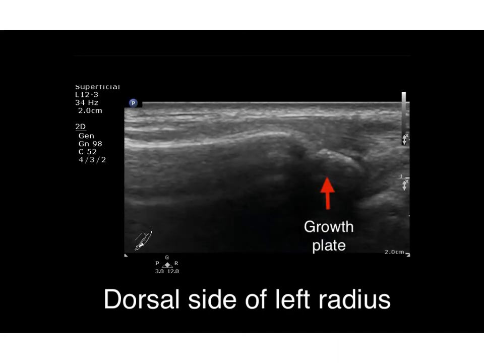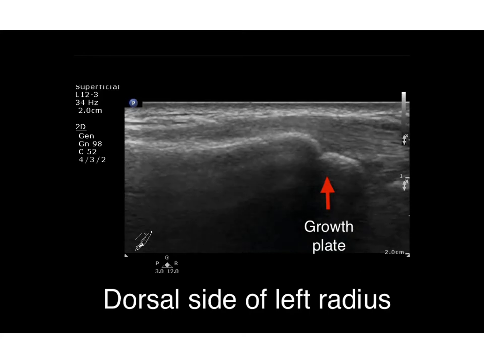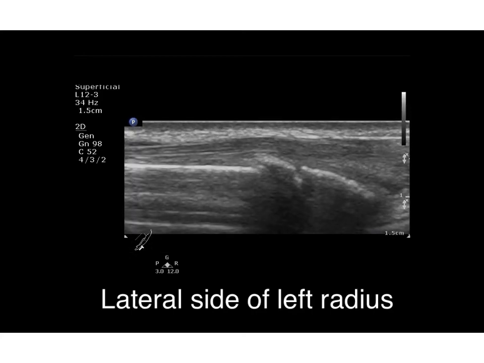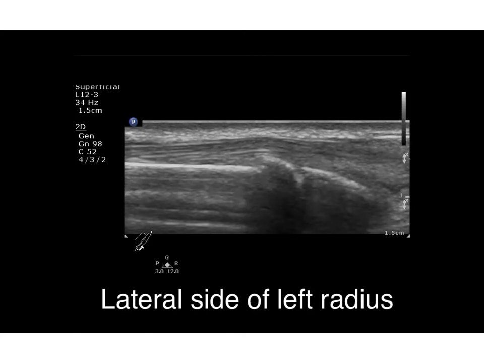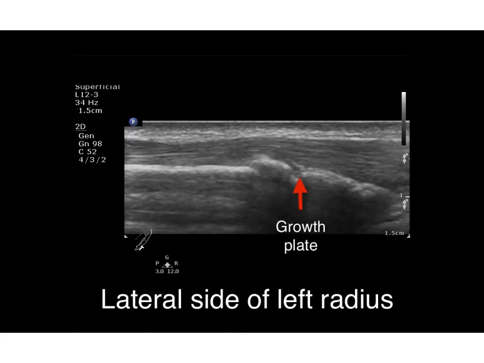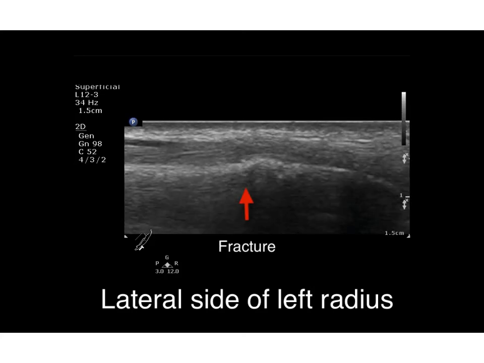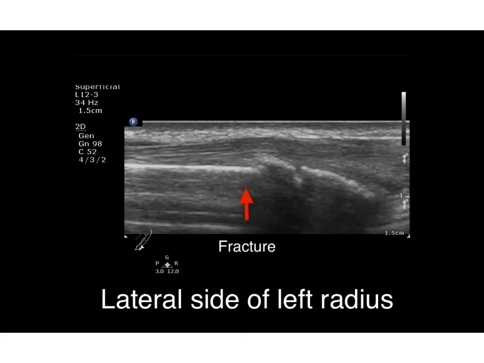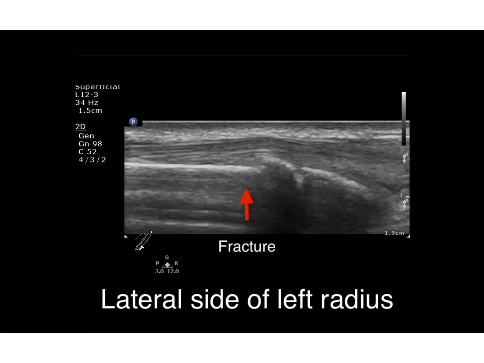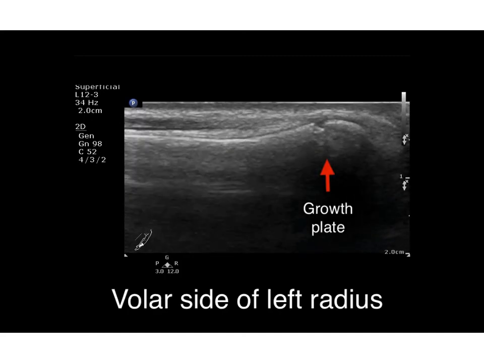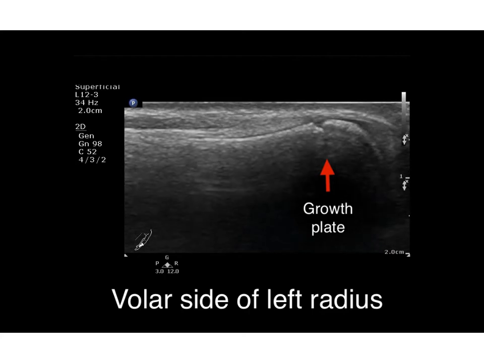The dorsal part of her left wrist. Then the lateral side. The dorsal side is normal, but the lateral side has a problem. Then the volar side. The next one would be the volar side here. No fracture. So there is an incomplete disruption.